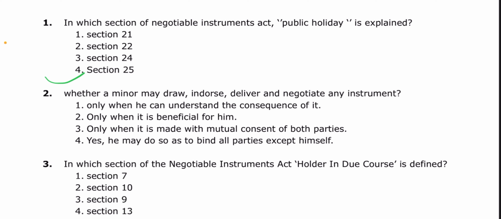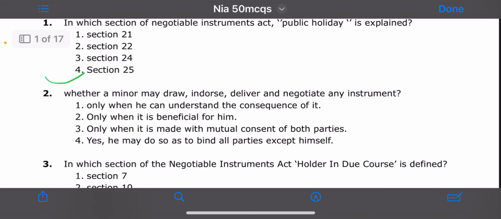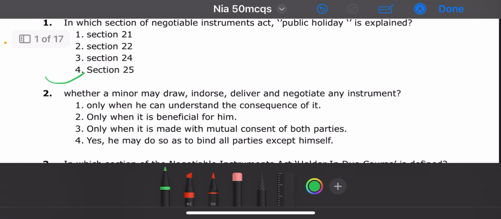Next question, whether a minor may draw, endorse, deliver and negotiate any instrument. The options are: first, only when he can understand the consequence of it; second, only when it is beneficial for him; third, only when it is made with mutual consent of both parties; or fourth, yes, he may do so as to bind all parties except himself. The correct answer is fourth, yes, he may do so as to bind all parties except himself.